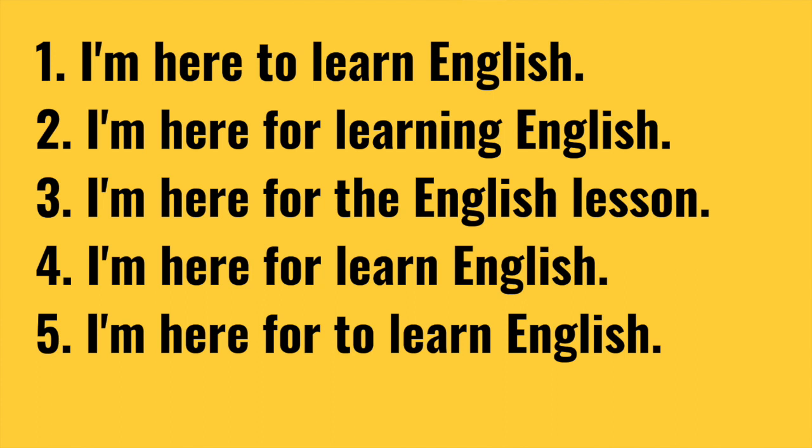Hi there. I've been teaching English for over 20 years, and one of the biggest problems my students have is with the prepositions for and to and when to use them. Do you have problems with for and to? Look at these sentences. Which do you think are correct?